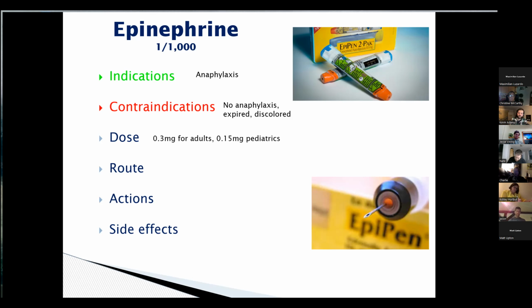This is the first medication that we have, I think it's the only one, that determines dose via the age of the patient. So we do need to know 2 doses here. We need an adult and a pediatric dose. Simple enough. Pediatric is half of our adult. So the adult dose is 0.3 milligrams. And for kids, it is 0.15.